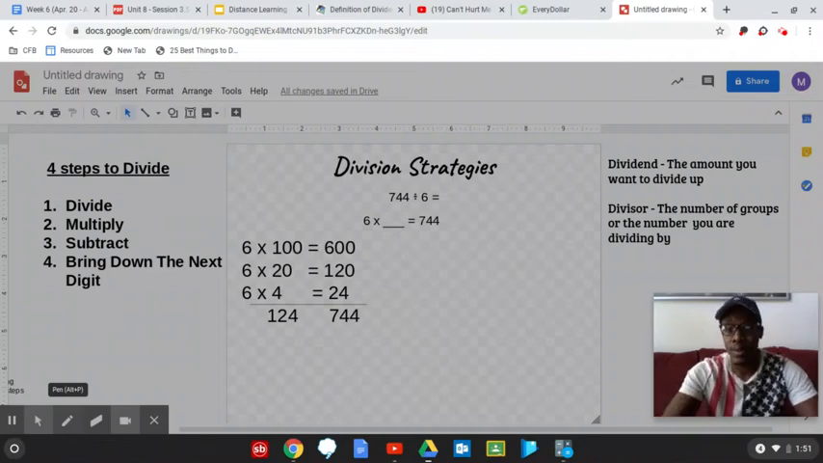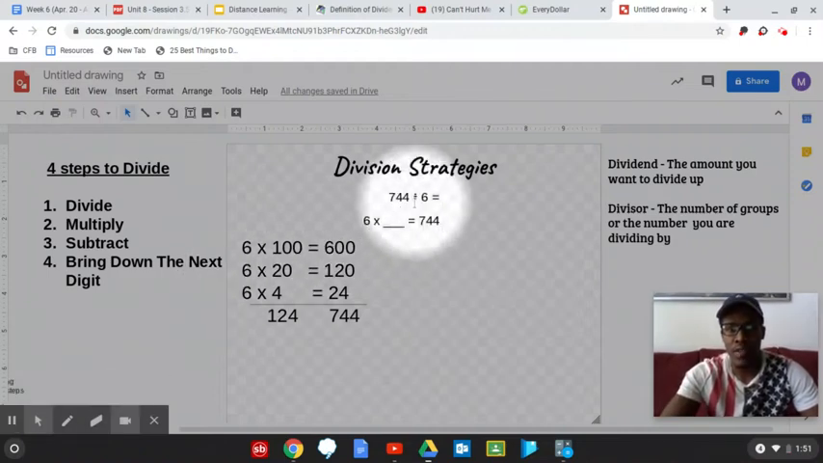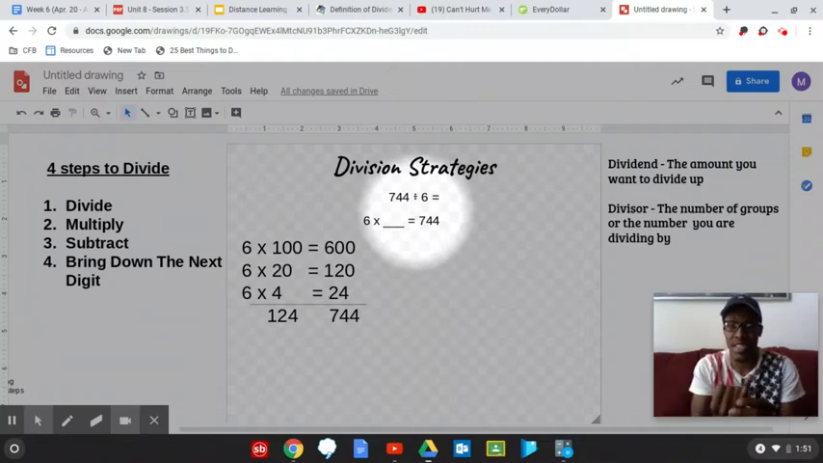Who remembers how to skip count? That's where you take your divisor and you skip count by it until you reach your dividend. So looking at our first equation, 744 divided by 6, if we were to skip count, it would look like 6, 12, 18, 24, 30.